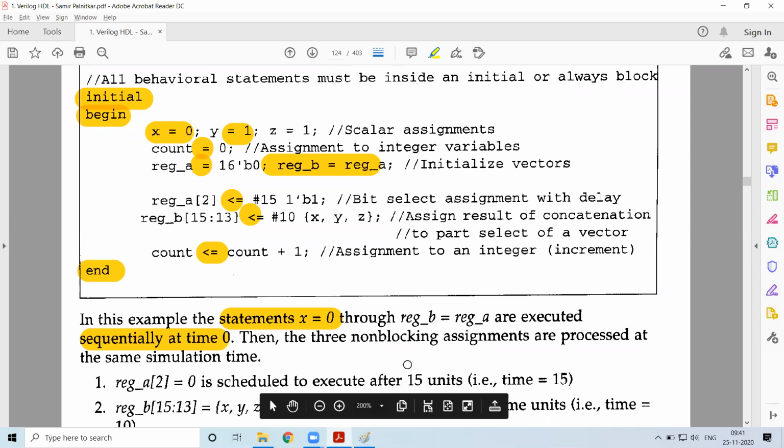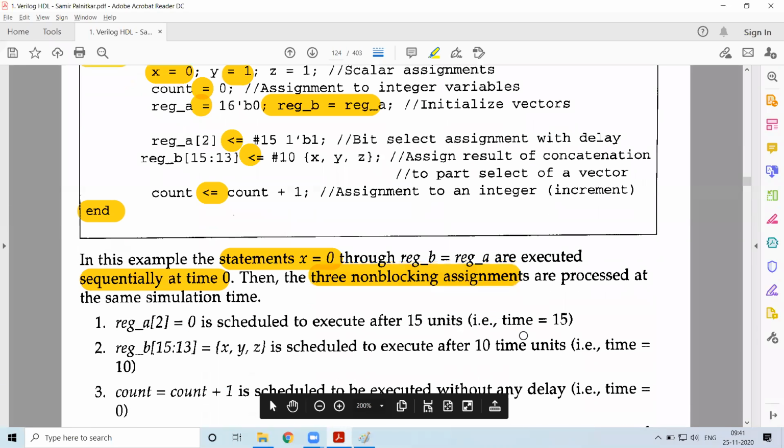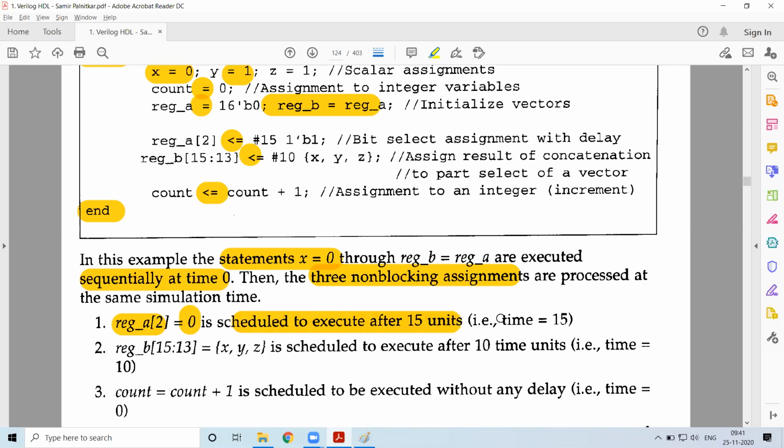After this, there are actually three non-blocking statements or assignments present. Here reg a of 2, which you have specified as equal to 0, actually should be equal to 1. Here it is scheduled to execute 15 time units later, that is when time is equal to 15. So that is what happens in this case.